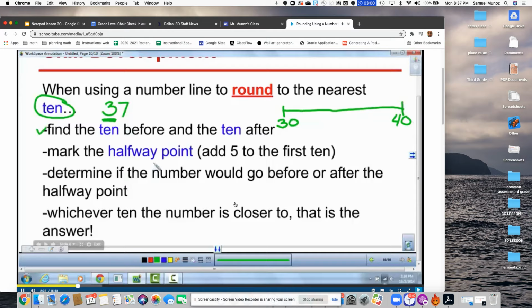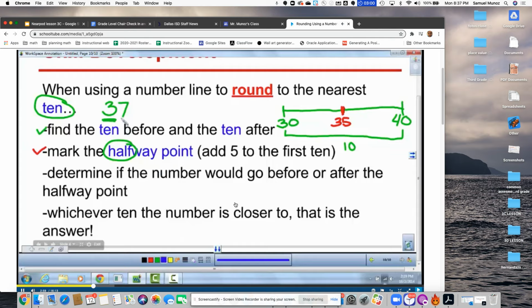Step 2, marking the halfway point is adding 5 to the first 10. Remember, between 30 and 40, I have 10. So what would be half of 10? 5. Marking the halfway point is 5 after my first 10. 30 plus 5 is 35. Step 2, check. Step 3 is to determine if the number would go before or after the halfway point.